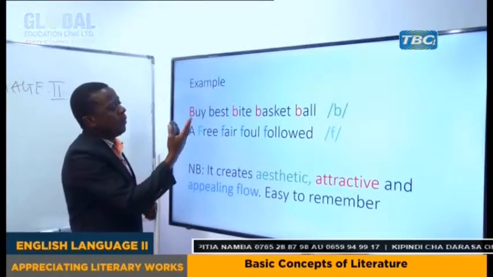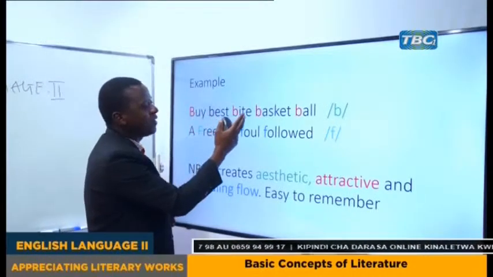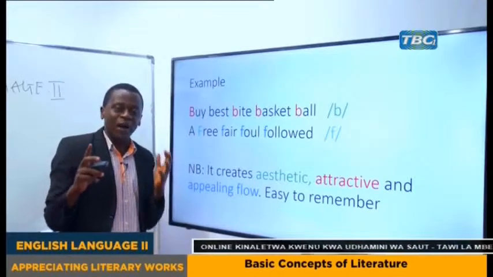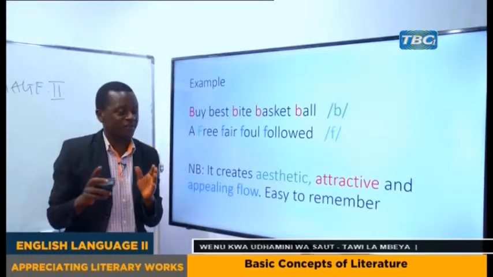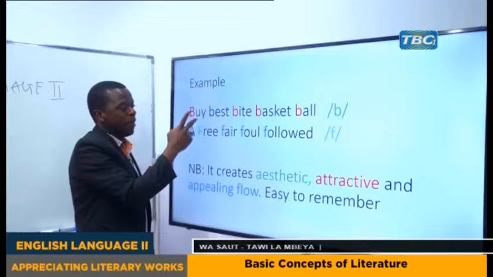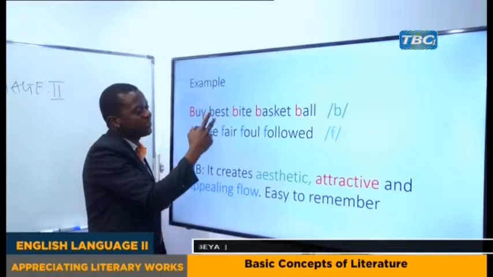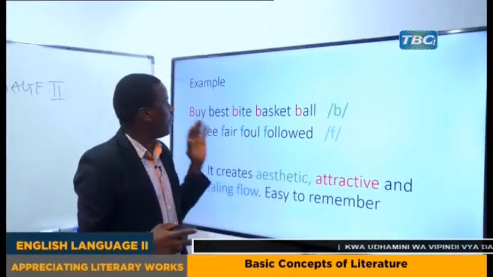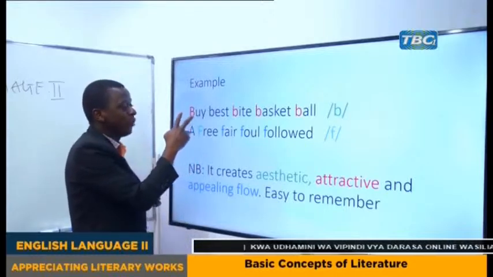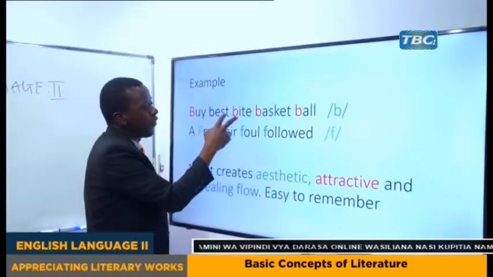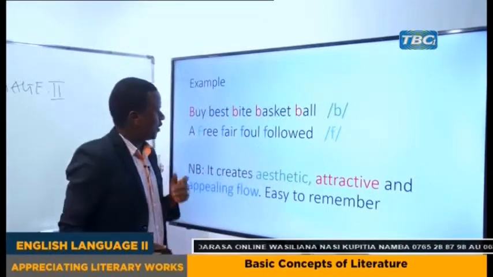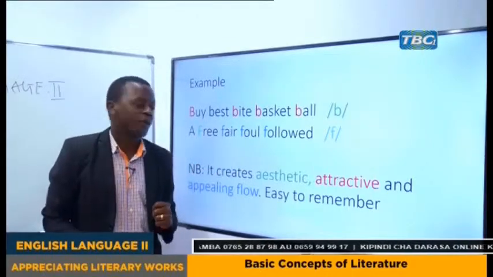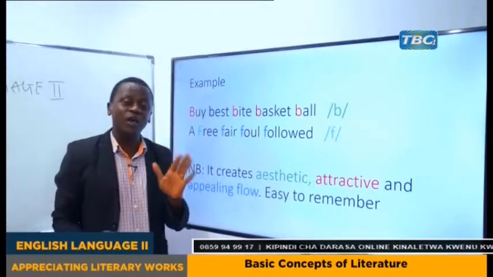Here we come. Buy, best, bite, basketball. Now look here. The similar consonant sound appears at the beginning of each word in a verse. Now look at this verse here. The sound B. Buy, best, bite, basketball. So we have a sound here which is repeated at the beginning of each word. Again the second one, the third, the fourth, and the fifth. Coming to the second verse: free, fair, forward. Now the sound F has been repeated at the beginning of each word.